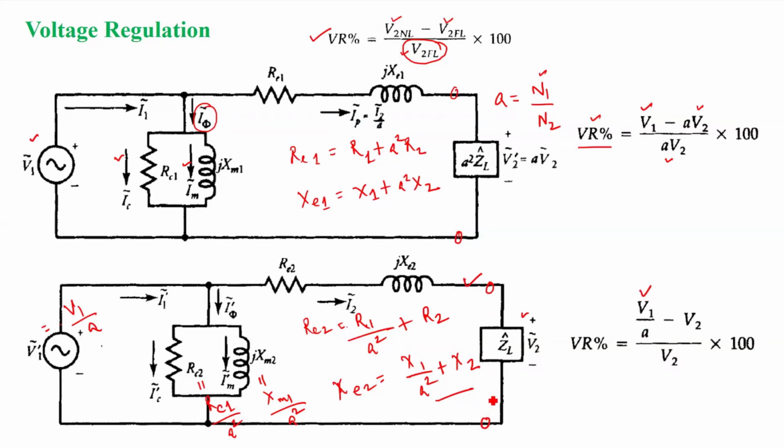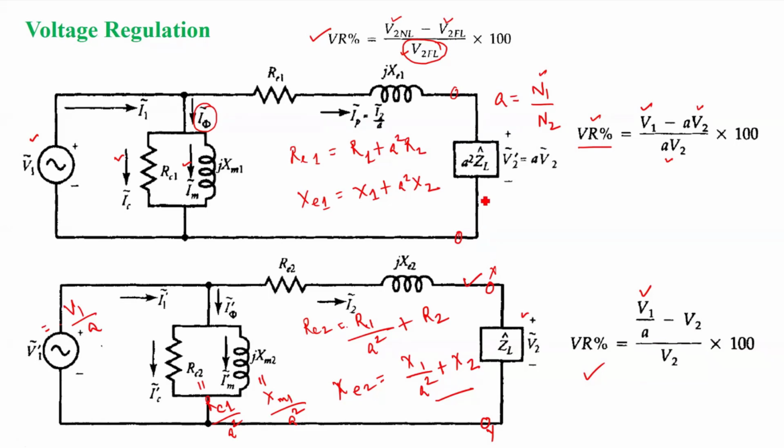Across the load, if the load is removed, then the voltage across these 2 points, suppose this is marked as X and Y, the no load voltage across X and Y will be V1 by A. And under loaded condition, it is V2. So therefore, voltage regulation will be (V1 by A minus V2) by V2 into 100. So this is how we calculate the voltage regulation.